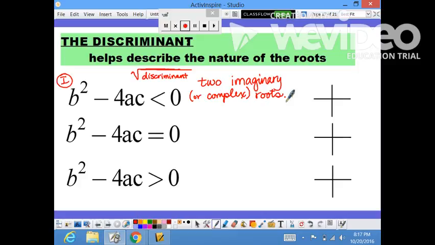What that means is it doesn't touch the x-axis at all. So it may look like this, or it may look like this. It's anything that does not cross the x-axis. It may get close to it, but it will not touch it.